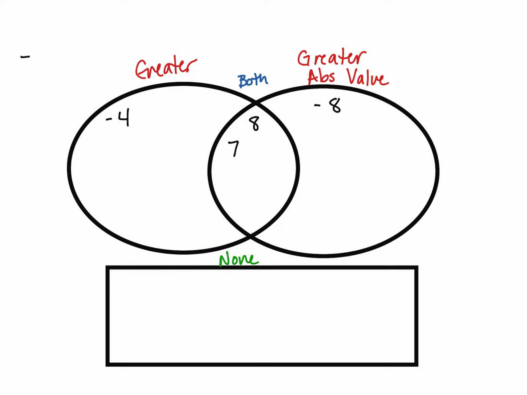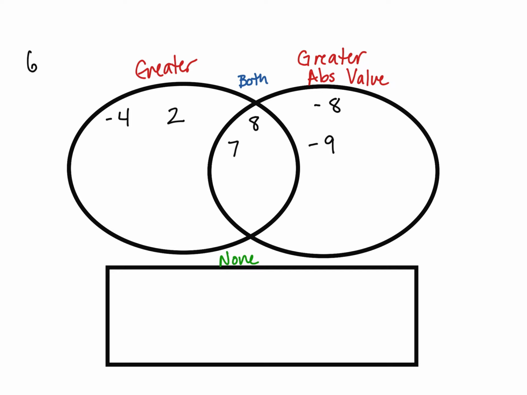Part D, our numbers are -9 and 2. 2 is the bigger number. Their absolute values are 9 and 2, and 9 has the greater absolute value. So 2 is in the bigger box, but -9 has the greater absolute value.